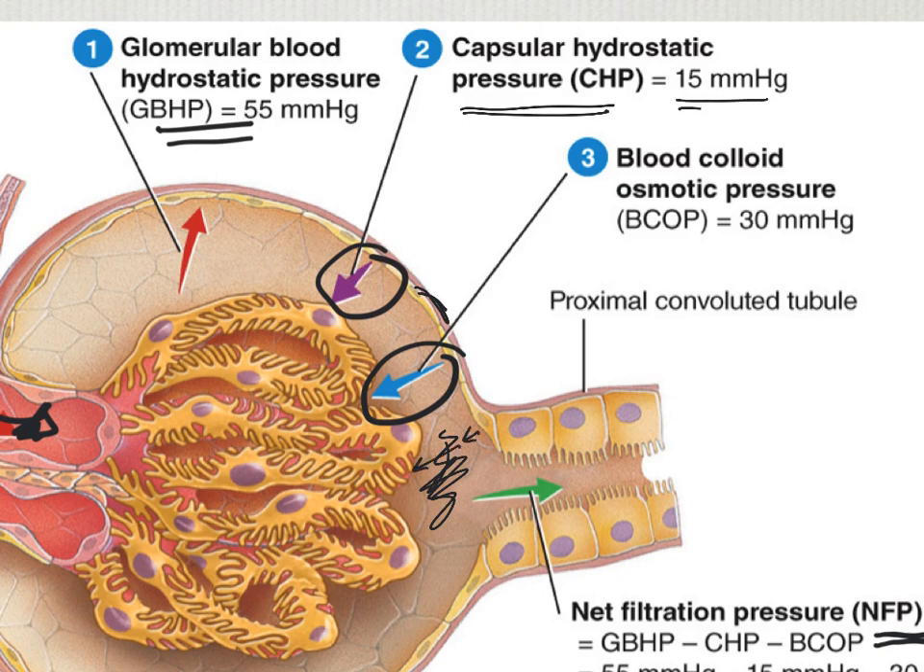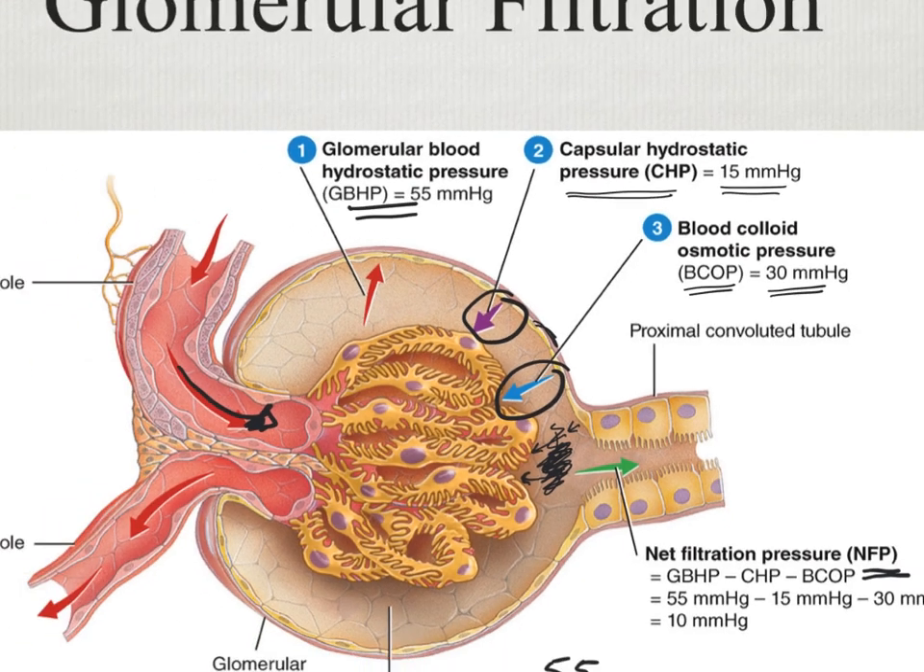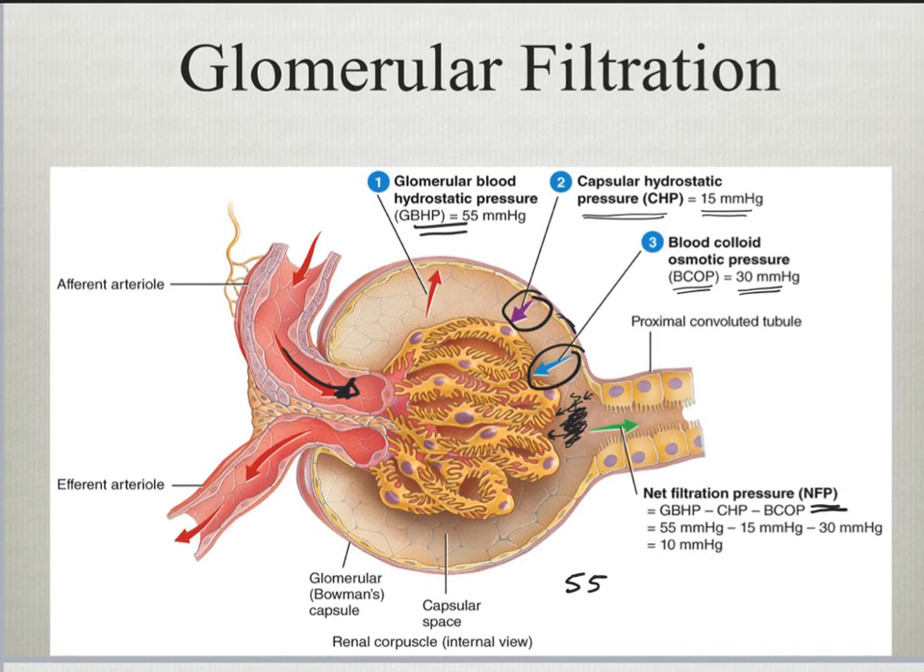We're going to put a number to that. It's measured at about 15 millimeters of mercury. Now we deal with blood colloidal osmotic pressure. Again, we're talking about the larger components of this filtrate that are going to exert a pressure back onto the glomerulus, and that's going to give us a pressure of about 30 millimeters of mercury. So now let's zoom back down and we'll talk about our math.